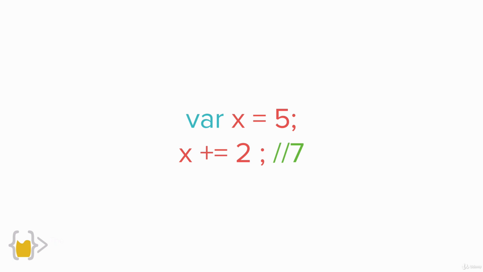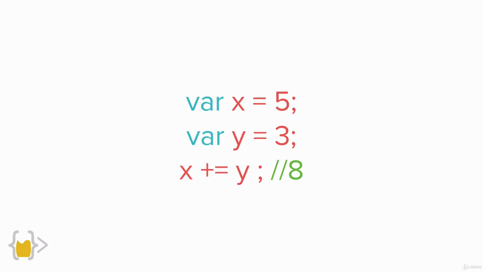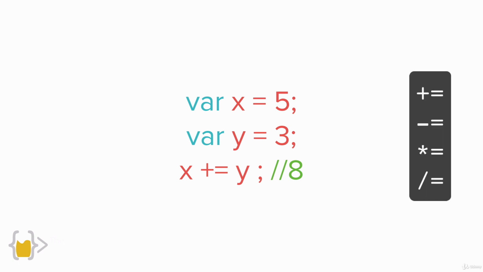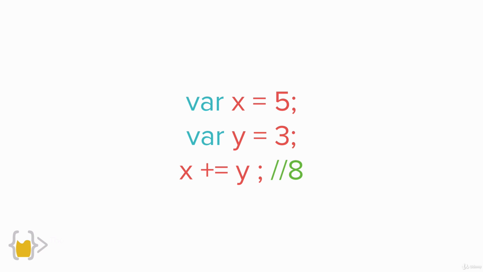Now, if you ever want to increase the value of x by more than 1, then you can use the +=. And this is equivalent to saying x equals x plus 2. And so x now equals 7. In the same way, you can also use += to increase by the value of another variable. So in this case, x equals x plus y, which is equal to 8. And this also works with -=, *=, /=. And it's a handy shorter way of doing exactly that.